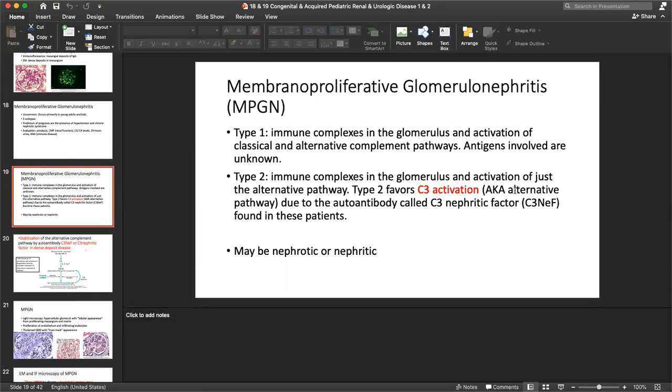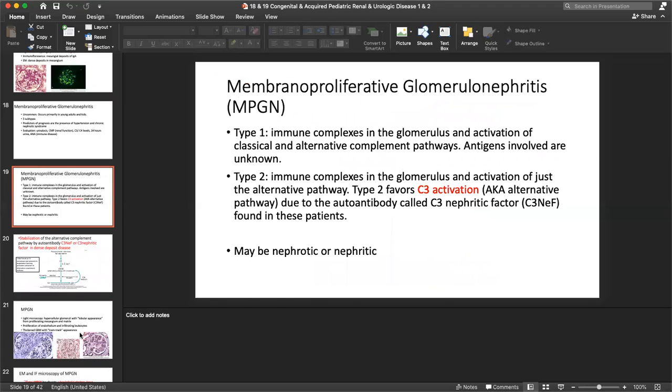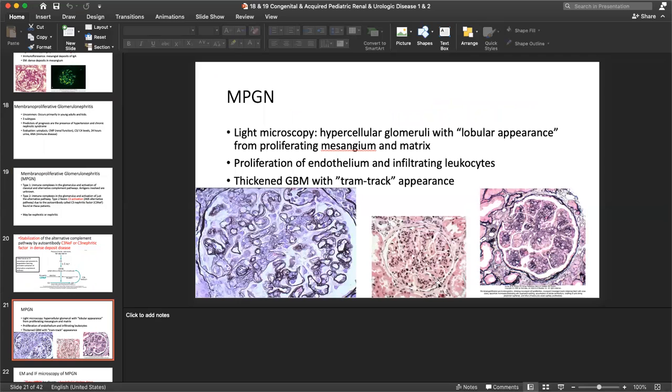There's type 1 and type 2 immune complexes, and type 2 favors the C3 activation. We've got stabilization of the alternative pathway. So remember, it's that C3 nephritic factor in that dense deposit disease. That was type 2. Looking at it, we've got the tram track formation, and then we've also got the lobules.